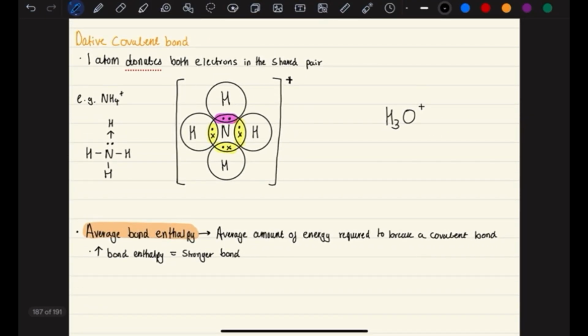I hope that dative bonding makes sense. It's the only new one for our A level, where one atom is donating both electrons to the shared pair.